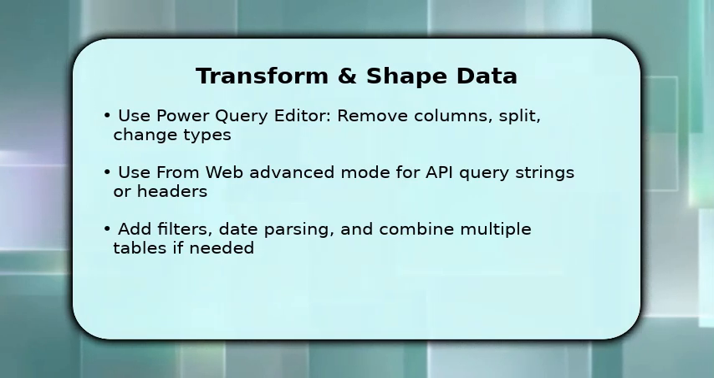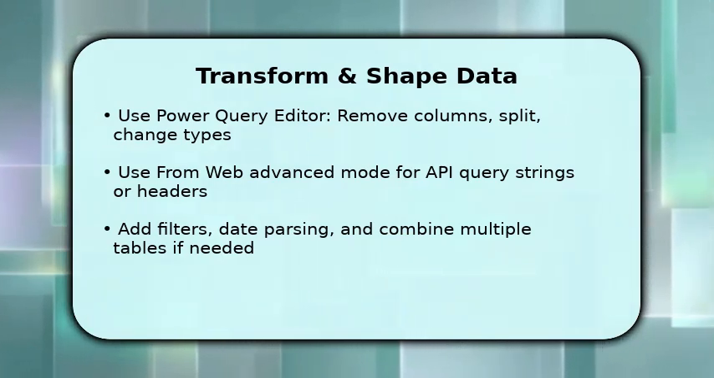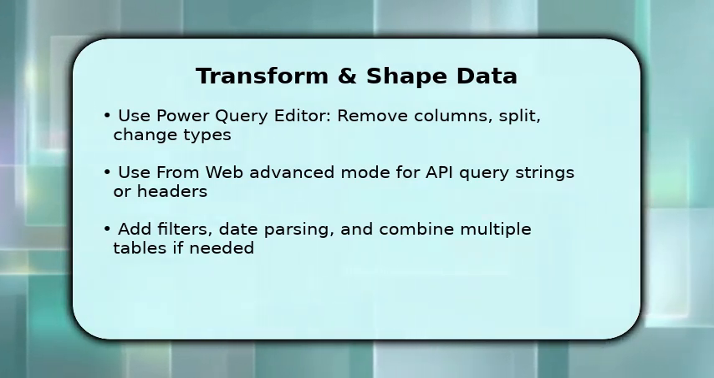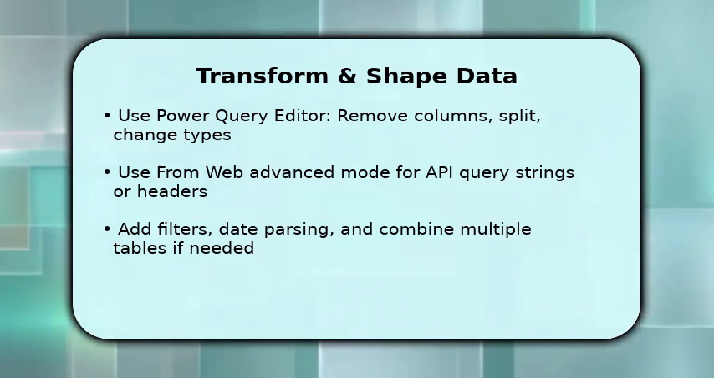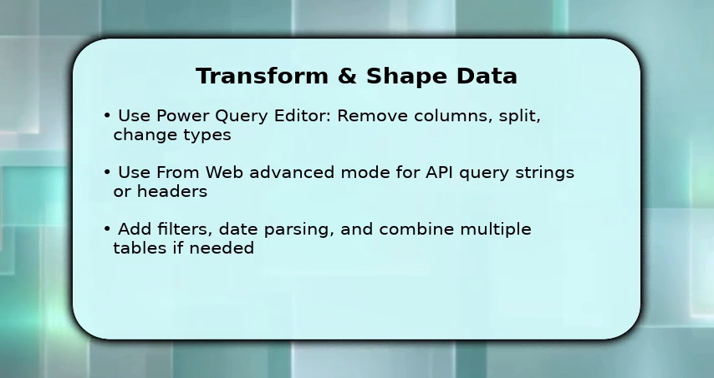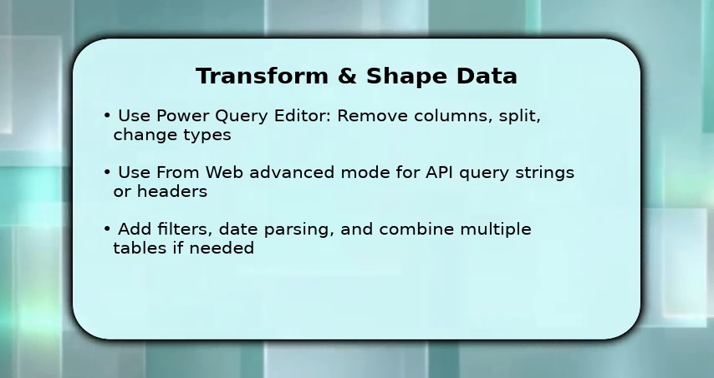Now transform the raw import. Click Transform Data to open Power Query Editor. You can remove unnecessary columns, change data types, and split columns by delimiter to normalize values. This matters for accurate calculations.